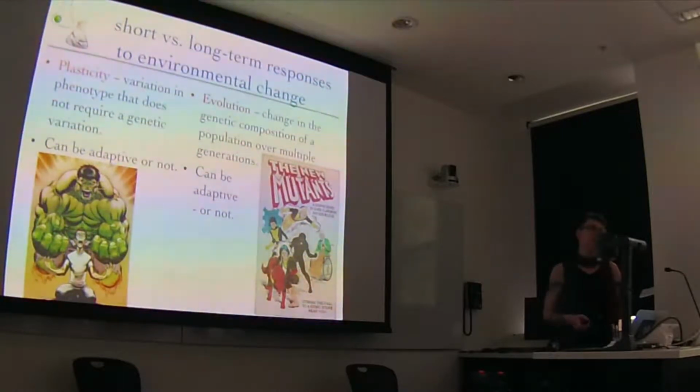They can be adaptive, but they can also be maladaptive. For it to be a plastic response, all that is required is that it doesn't require genetic change and it happens in response to an environmental cue. It can be catastrophically wrong in terms of survival, but it's still a plastic response.